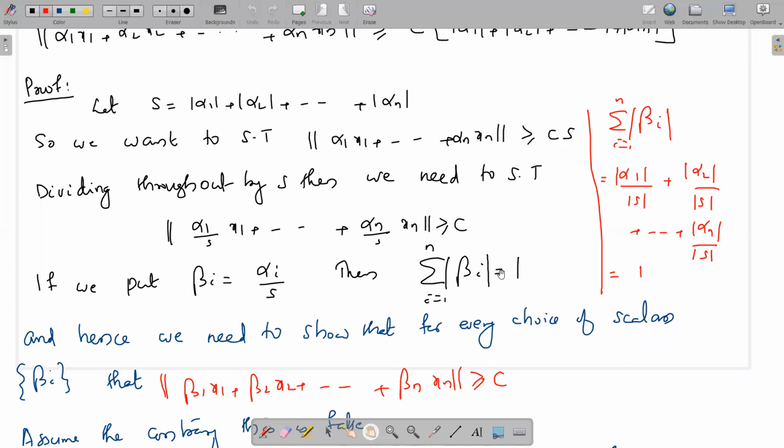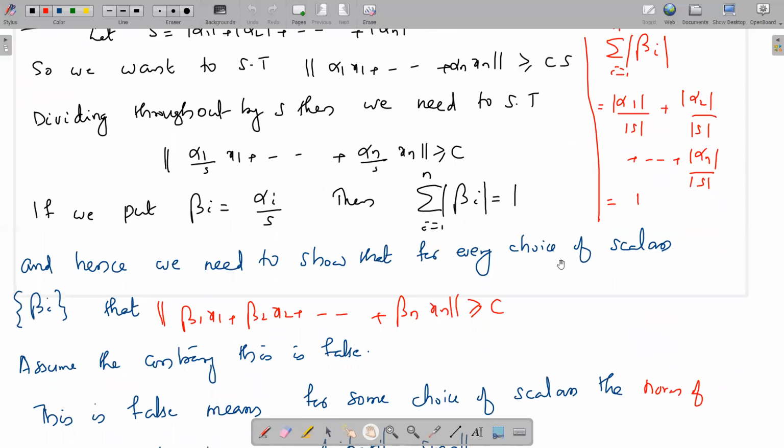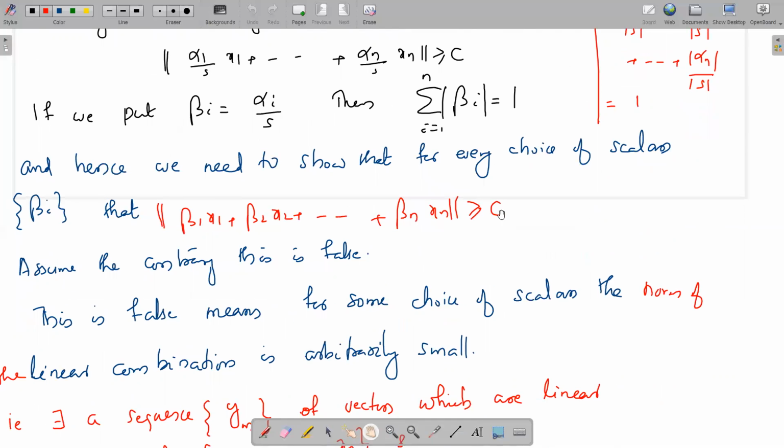And then consequently, we need to show that for every choice of scalars beta i such that sigma modulus of beta i is equal to 1, norm of beta 1 x1 plus beta 2 x2 plus etc. plus beta n xn is greater than or equal to C. So we need to prove the existence of a C greater than 0, such that for every choice of scalars beta i with sigma modulus of beta i equal to 1, the norm of beta 1 x1 plus beta 2 x2 plus etc. plus beta n xn is greater than or equal to C. And we assume that this is false.